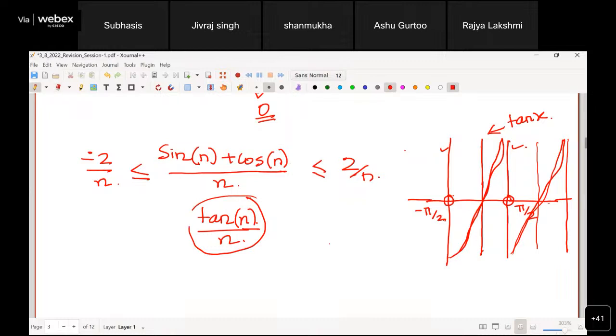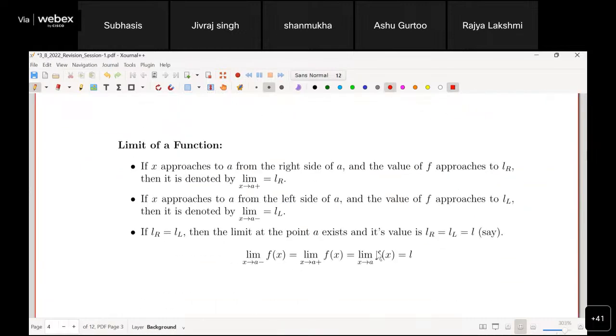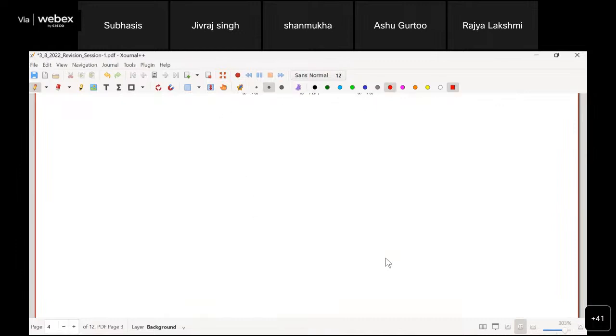Okay, so let me move to this limit. Again, let me briefly recall how we basically compute a limit.